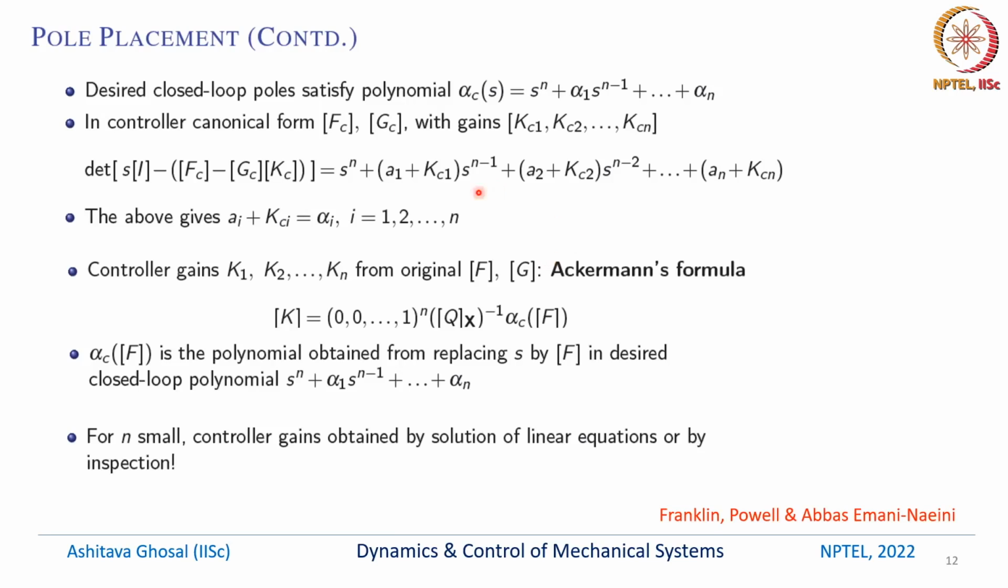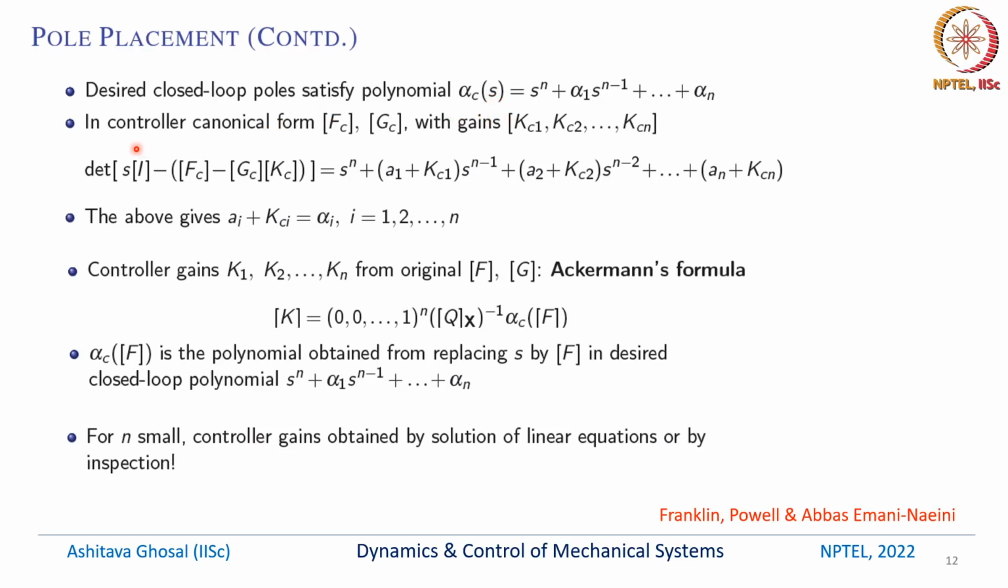So let us continue with pole placement. Let's say that the desired closed loop polynomial satisfies a polynomial which is s to the power n plus alpha 1 s to the power n minus 1, all the way to alpha n, and we are going to denote this polynomial as alpha c of s. Okay, so this is the closed loop desired polynomial.